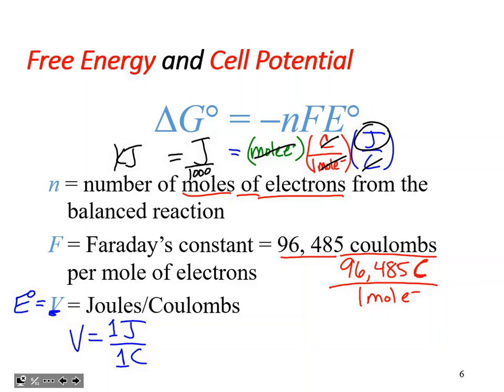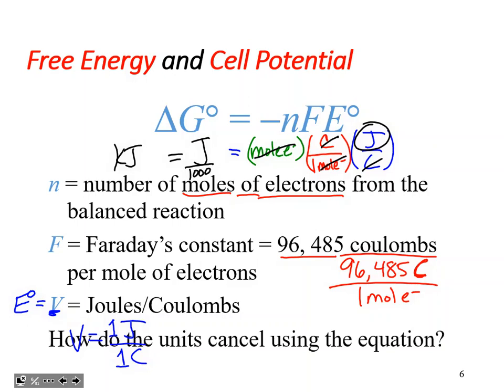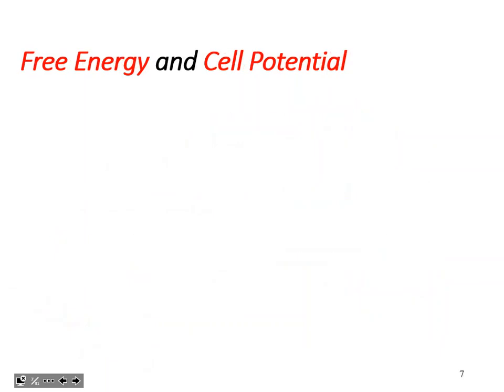And this one takes the free energy, the delta G, and it now encompasses it with the cell potential, which is the E with the little degree symbol, which is at standard conditions. So how do the units cancel? Well, I already did that part, but there we go. All right.